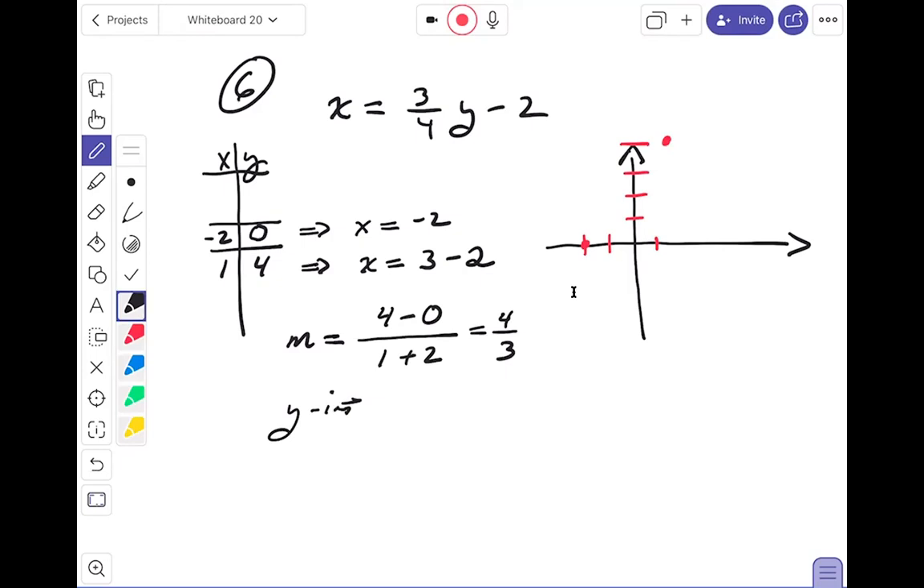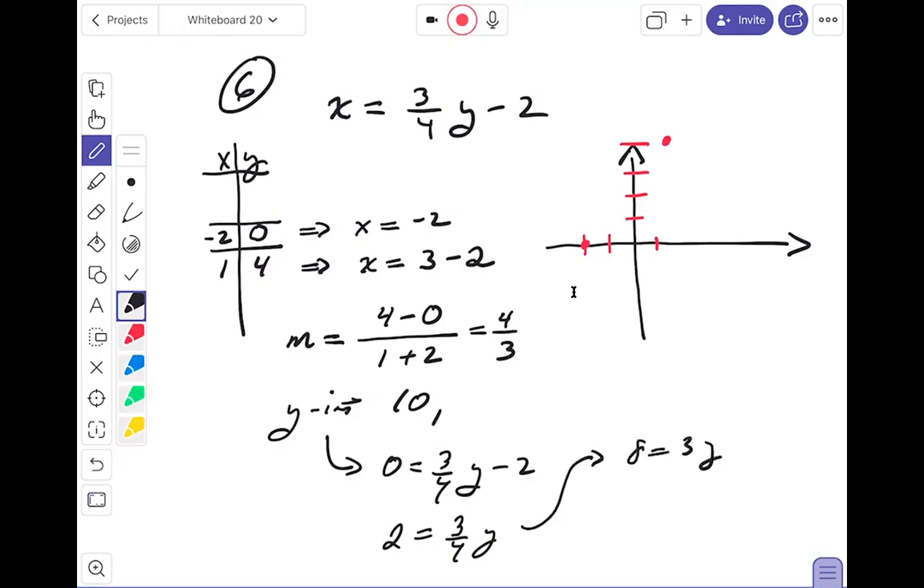And what I'm going to do is the y-intercept. Now, how do you do y-intercept? Set x to be 0. Let me write this down for you. If x is 0, what do you get? 3/4 of a y minus 2. I'm going to add 2 to both sides. I'm going to multiply both sides by 4. And I'm going to divide both sides by 3.